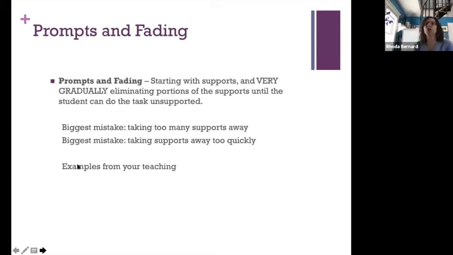Prompts and fading, you heard a little bit about this in both sessions earlier today as well. It's a big piece of the work here. And the idea is that you start the student with supports, and you very, very, very, very slowly and gradually eliminate portions of them until the student can do the task unsupported. I have a couple of great examples of this.